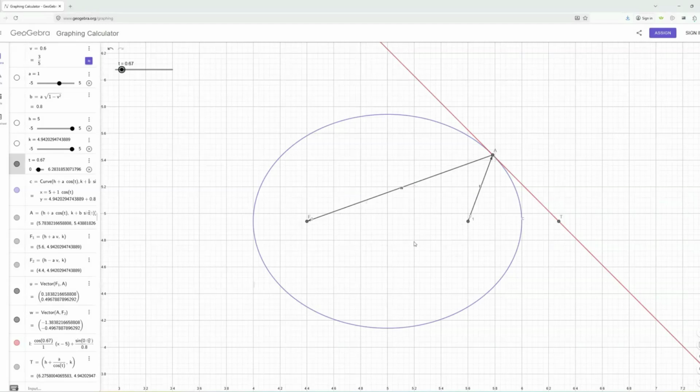Now we can prove the reflective properties of an ellipse by showing that the angle that the ray from the first focus to the point of intersection makes with respect to the tangent at that point of intersection is the same as the angle made by the ray from the point of reflection to the second focus. Also notice that the tangent line intersects the horizontal line which contains the major axis of the ellipse.